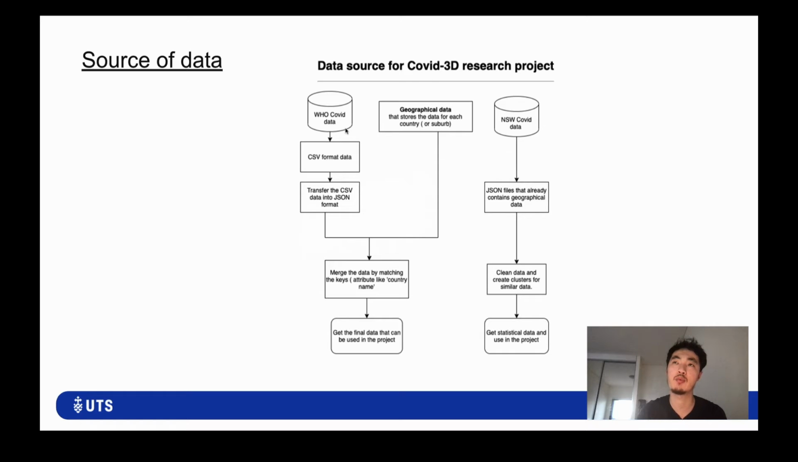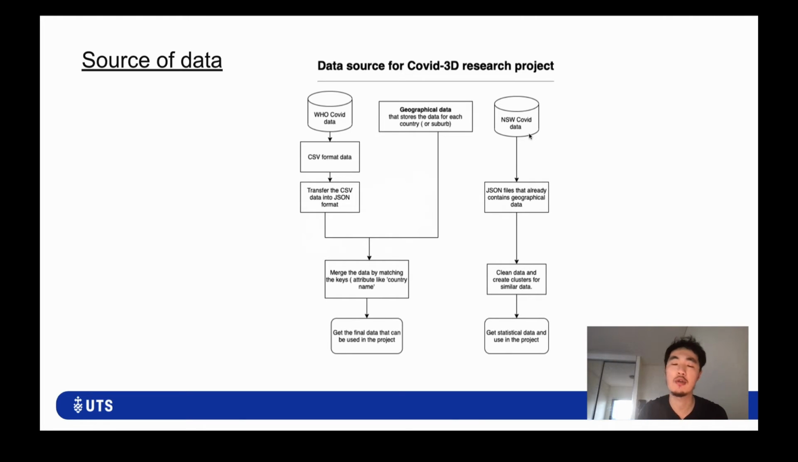When we get the data from WHO, they offer CSV format data, which is like a table, but we were trying to transfer the CSV data into a JSON format, and then we combined these two data and merged the data by matching the keys. The keys means the attributes like the country name, so we can give that country the geographical data, and then we get the final data that can be used in our project.